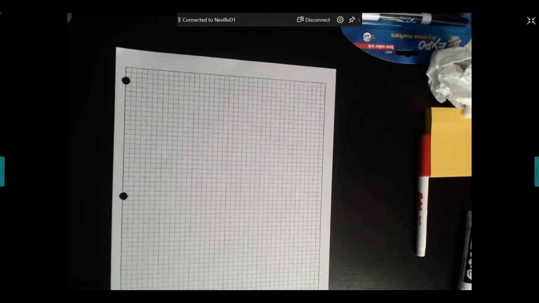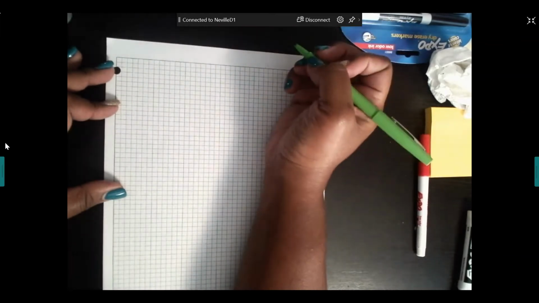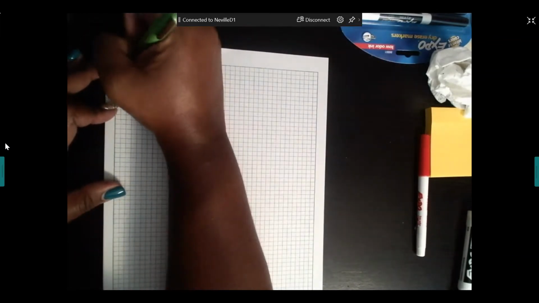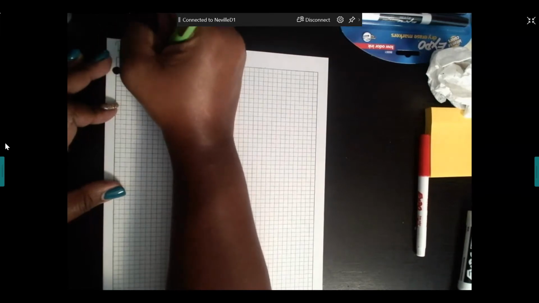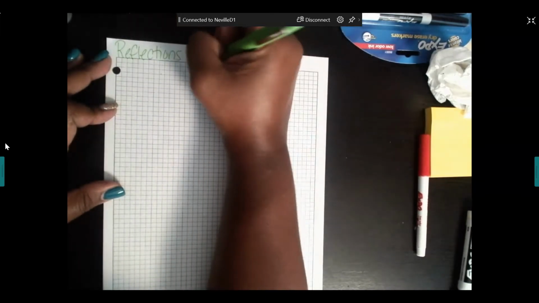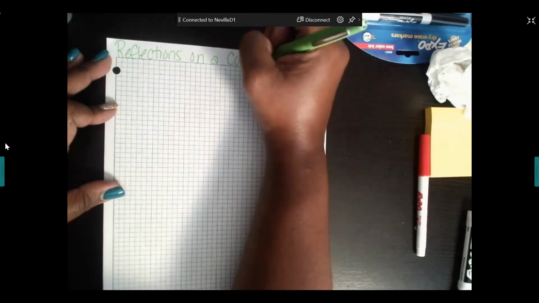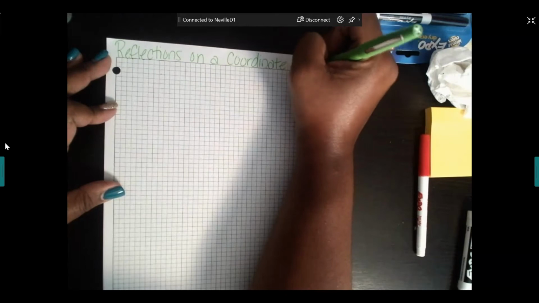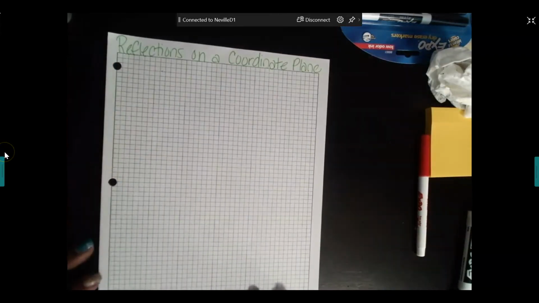Okay, guys, so today we're going to be reflecting across a coordinate plane. So at the top of your graph paper, you're going to write reflections on a coordinate plane. Let's go ahead and write that down now, please.